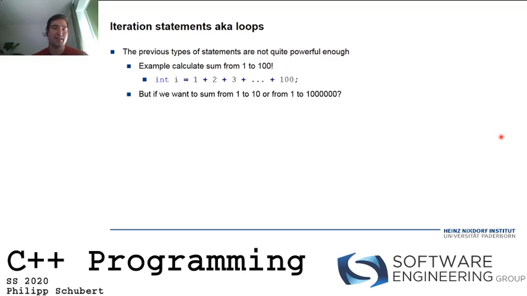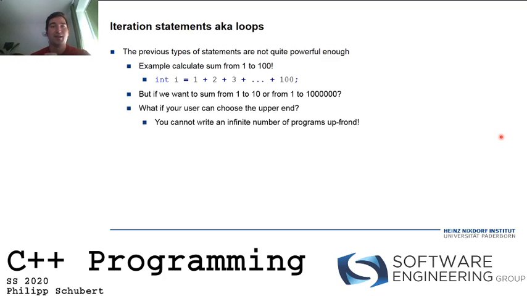And the problem gets even worse. What if we wish to compute a sum from 1 to 10 or 1 to a million? We do not really list a million integers on the right hand side, or a million literals, and add them all up. That's quite tedious, of course. And even worse, what happens if the upper end can be chosen by the user of your program, maybe as a command line parameter? Then you have a huge problem because you cannot write an infinite amount of programs up front which then, depending on your user's input, give you the right results. That's not feasible, that's not possible.